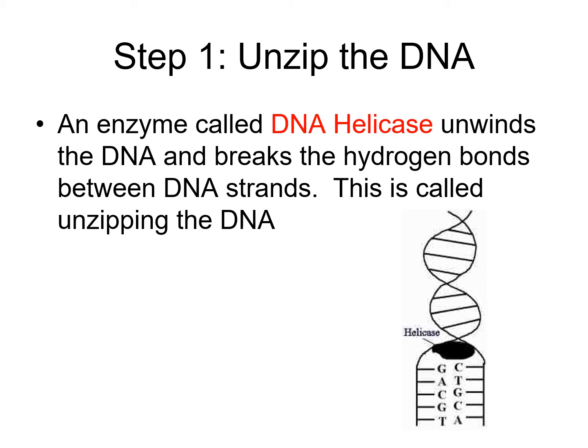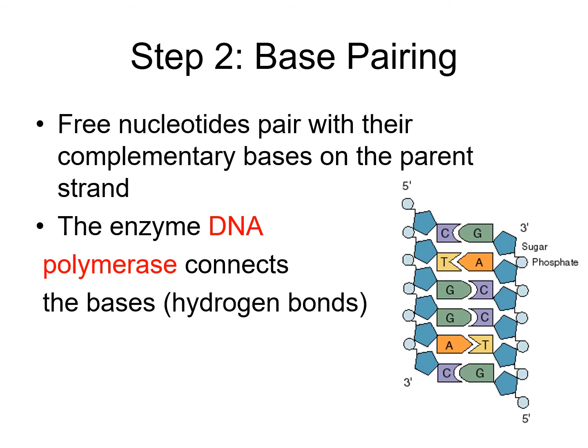So as soon as helicase unzips a portion of our DNA, a second enzyme, DNA polymerase, comes into play. Again, look at the name. ASE means it's an enzyme. A polymer is a molecule we're putting together. Poly meaning many, so it has many parts. So this is an enzyme that helps put together DNA.